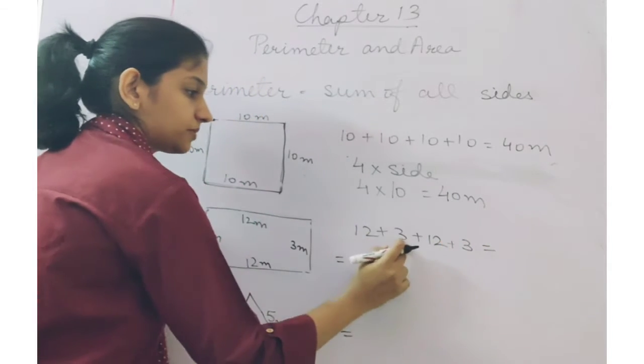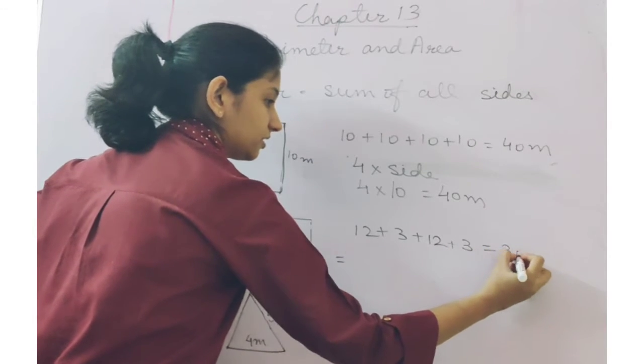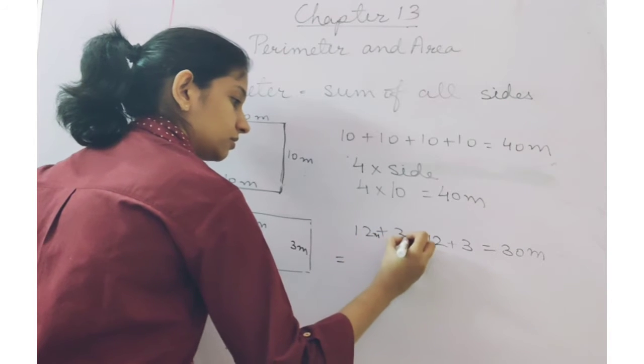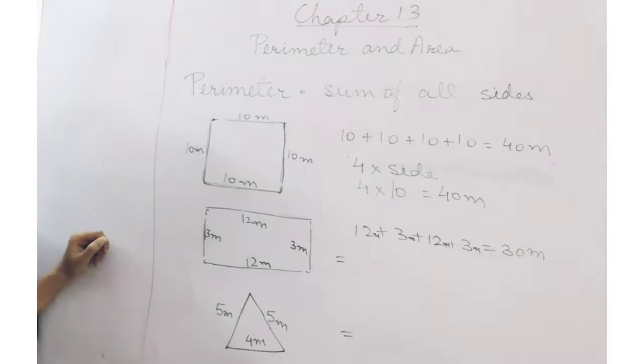So you will have here 12 plus 3, 15. 15 plus 12 will be 27 and 3, that will be 30 meters. Okay, you can also write here meter. Alright. So you have 30 meters.